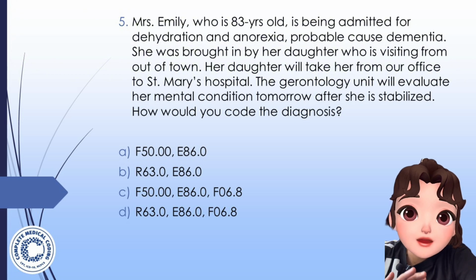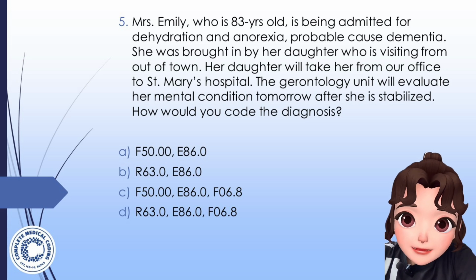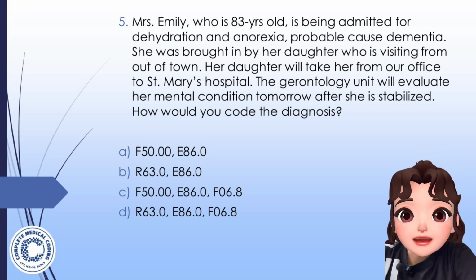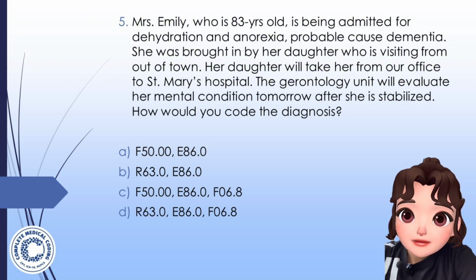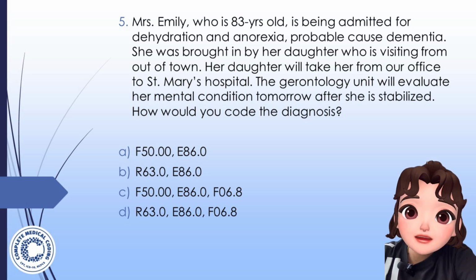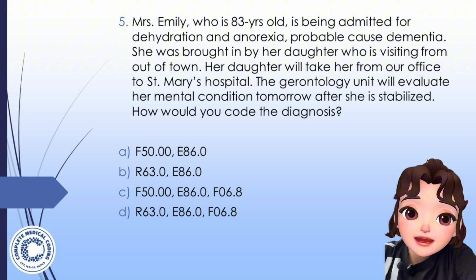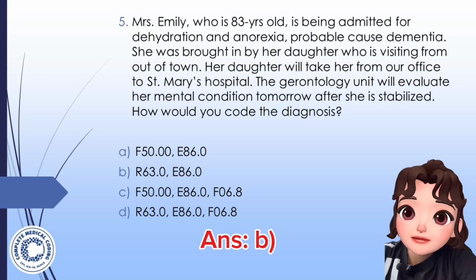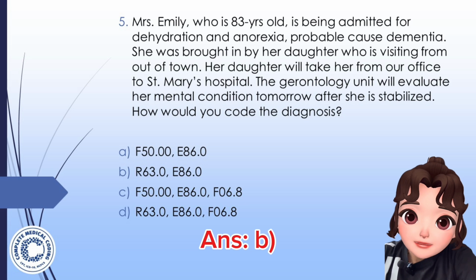But still, just check what the codes in option B are. R63.0 represents anorexia and E86.0 represents dehydration. So these two are our diagnosis. Because the patient is being admitted for dehydration and anorexia only, right? So our diagnosis will be these two ICD codes only. So our answer will be option B, R63.0 and E86.0. Okay.